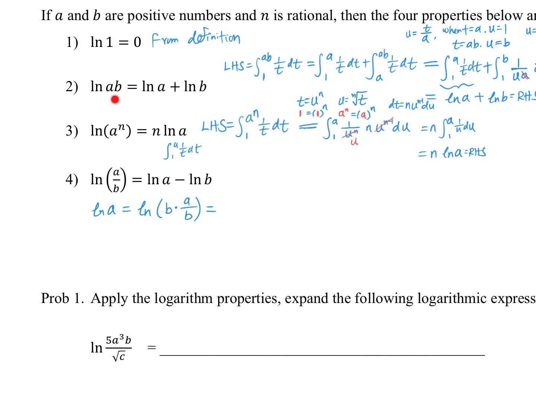When you have a product in the ln, it becomes the sum of the individual logs. So therefore, we have a product right there, this guy times this guy. So it is equal to ln B plus ln(A/B) by the second property. And therefore, you can see that ln(A/B) is equal to, just solve for that, ln A minus ln B.